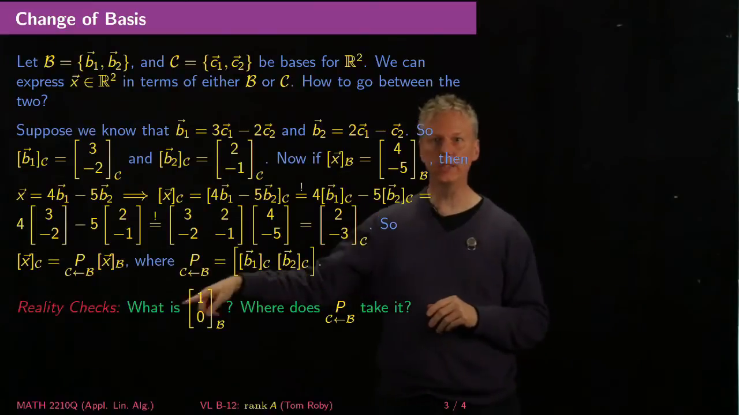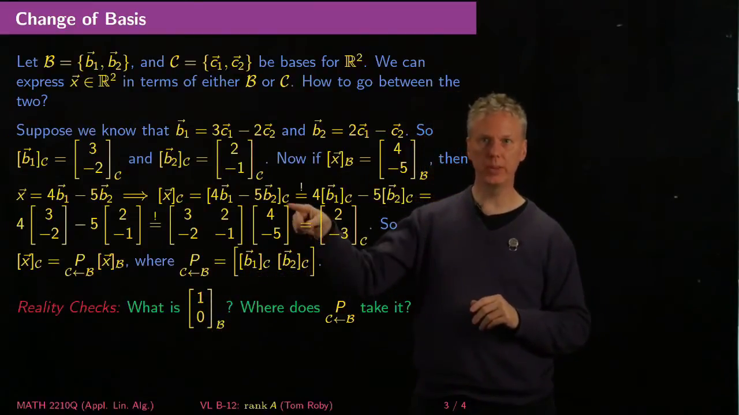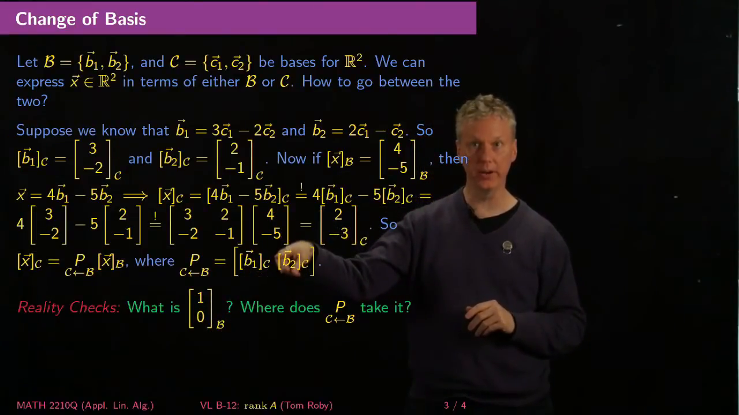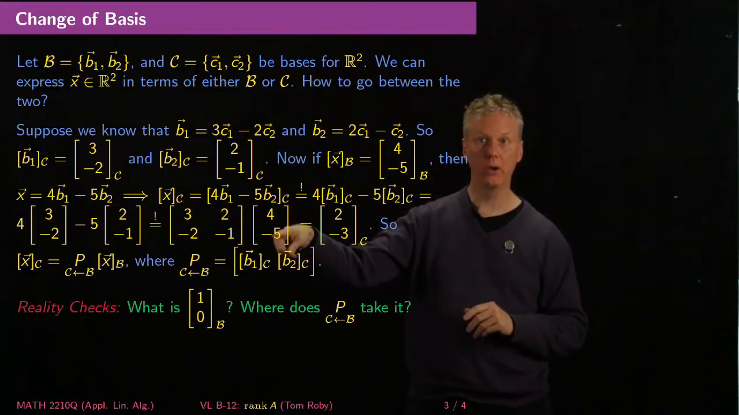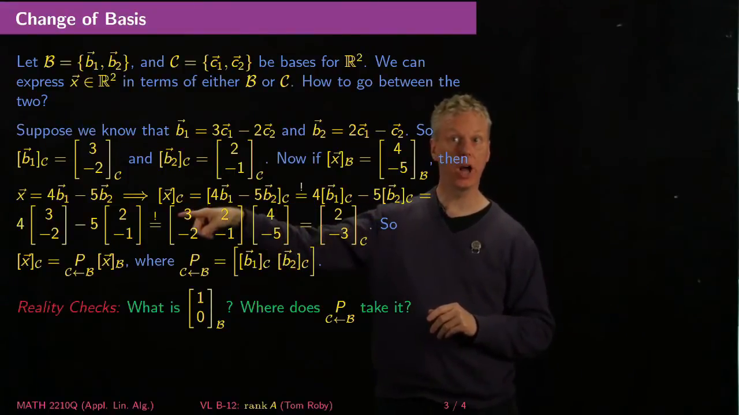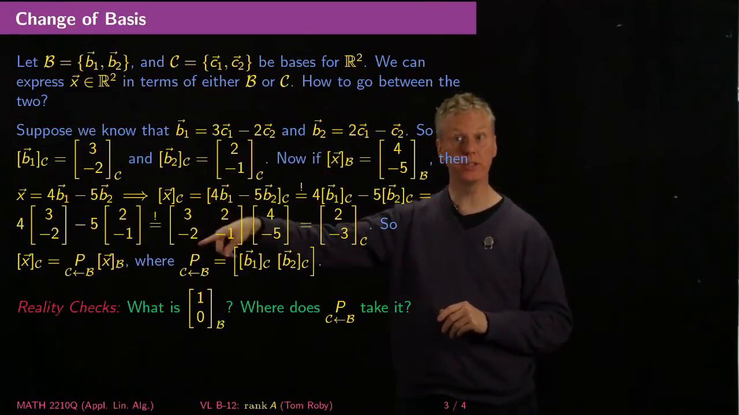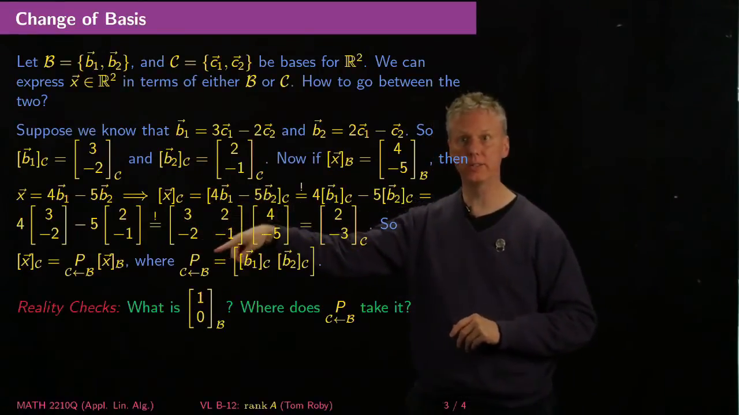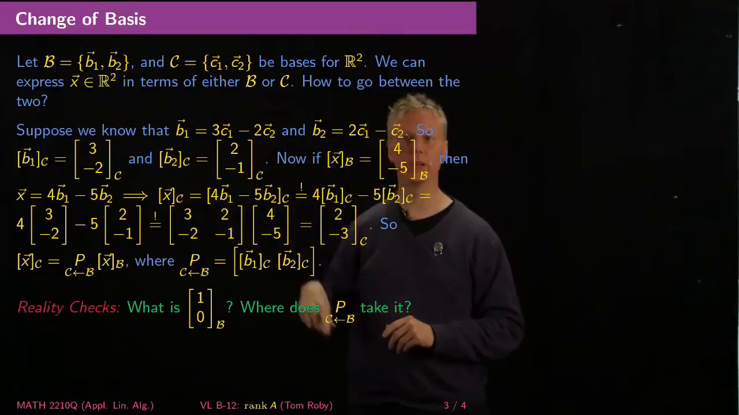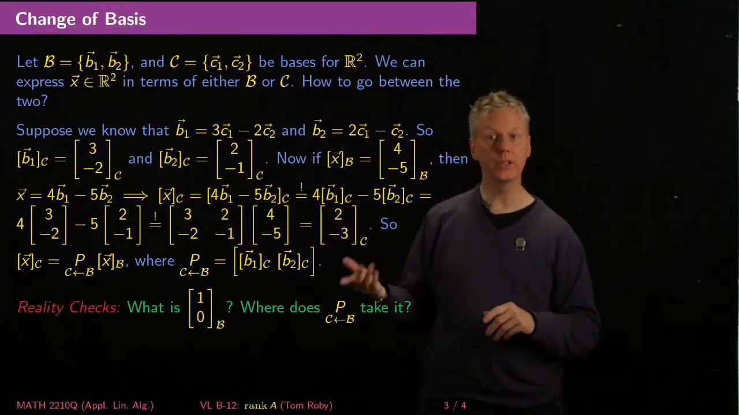So what is (1, 0) in B coordinates? Right, so what would that mean? I put (1, 0) in here. Well, (1, 0) just picks out the first column, right? It means 1 times the first column plus 0 times the second. So I just get (3, -2). And of course, (3, -2) is exactly B1 in C coordinates. Okay? So that's good, right?